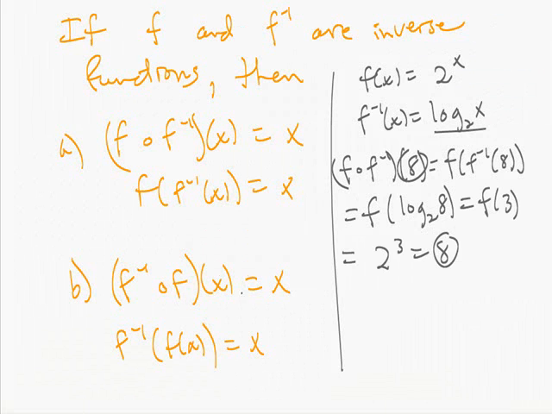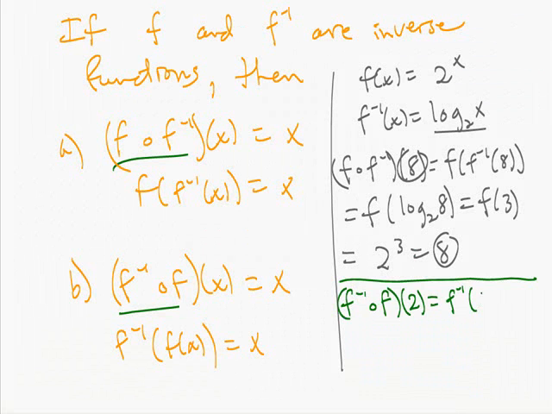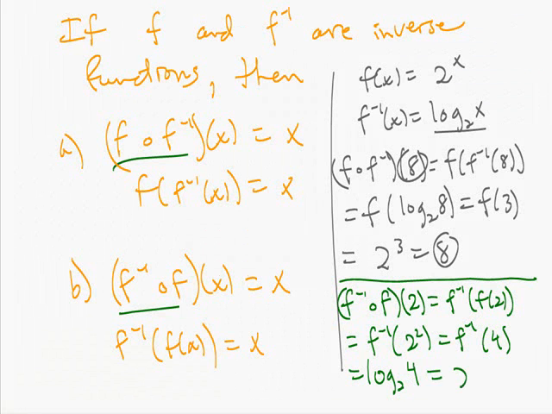Let's look at the opposite composition. We have to say both compositions because remember that composition is not a commutative operation. So what if we take f inverse composed with f, say, of 2? Well, that's going to be f inverse of f of 2. F says to take 2 to the second power, so that's going to be f inverse of 2 squared, which is f inverse of 4. F inverse says a log base 2, so this is a log base 2 of 4. That's the exponent on 2 to get 4, which is 2. Again, we end up with the same thing we started with.